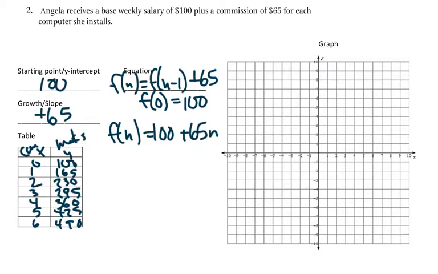Then graphing it, maybe we can count by 50s this time to get up to 500. So at 0, 100, then 165, and 230, 295 would be almost there, 360, 425, then 490, something like that. Okay, and there we go on that one.